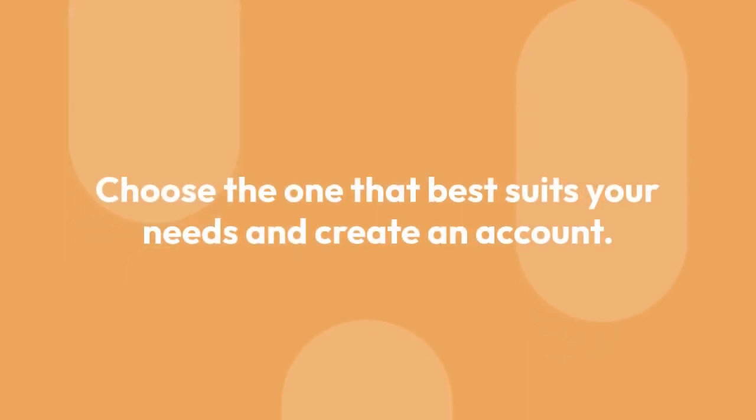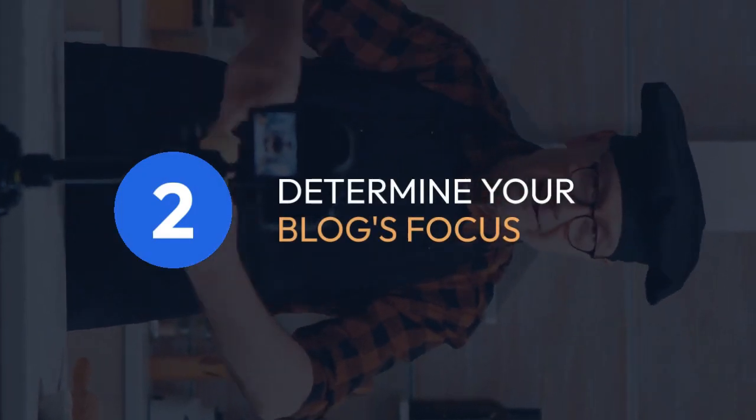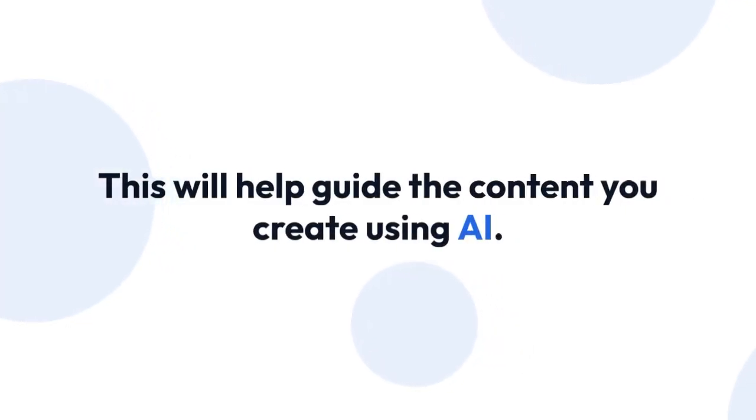Step 2. Determine your blog's focus. Next, determine the focus of your blog. This could be a specific topic, niche, or industry. This will help guide the content you create using AI.